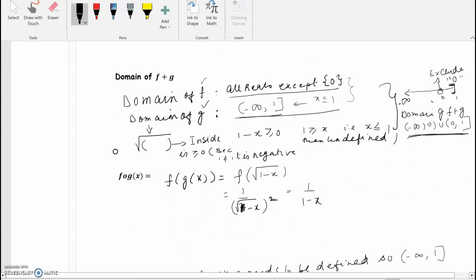The next thing is the composite function, or the composition of two functions. So f composition g of x is f of g of x. So g is the function that's first applied to x. So we get g of x equals radical 1 minus x. So it's f of radical 1 minus x.